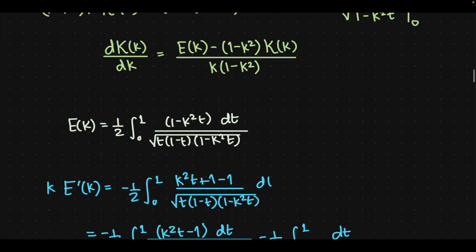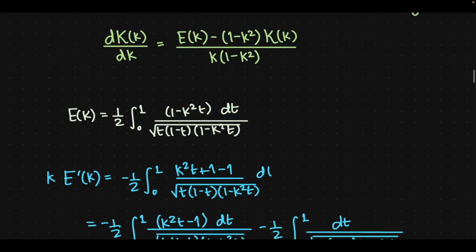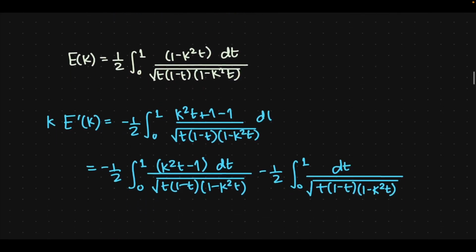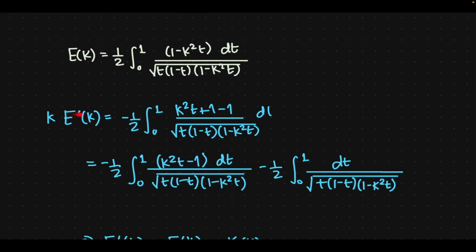Okay, fair enough. Let's look at E now. Let's see if we get a couple terms like this. So capital E of k equals 1 half integral 0 to 1 of (1 minus k squared t) divided by t times (1 minus t) times (1 minus k squared t) dt. Let's differentiate E of k with respect to k and multiply by k.